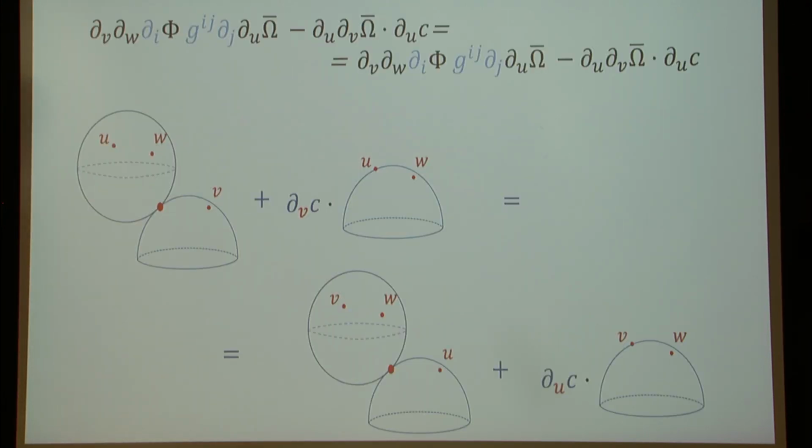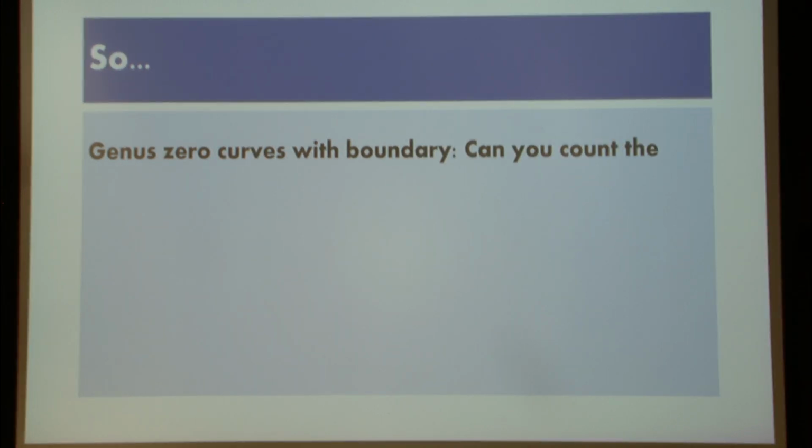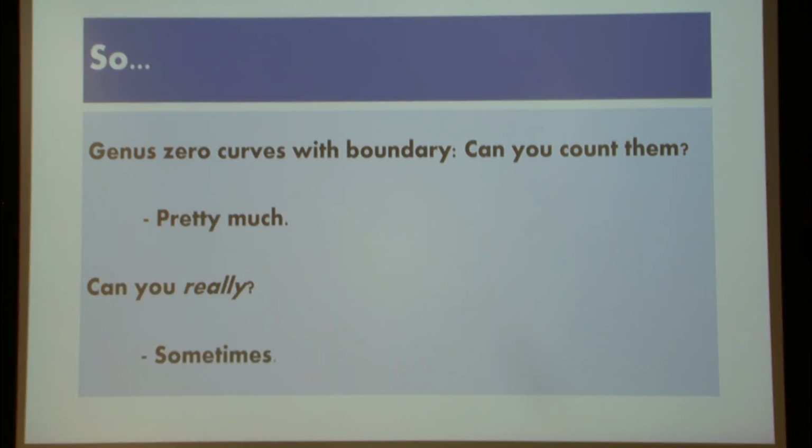And of course, I mean, OK, I'm sweeping stuff under the rug, but that's kind of the point because it's a colloquium talk. Back to the original question. So in general, you can kind of count curves with boundary, at least genus 0. But counting them to the point where you get numbers is more complex. Sometimes you can, sometimes you cannot.